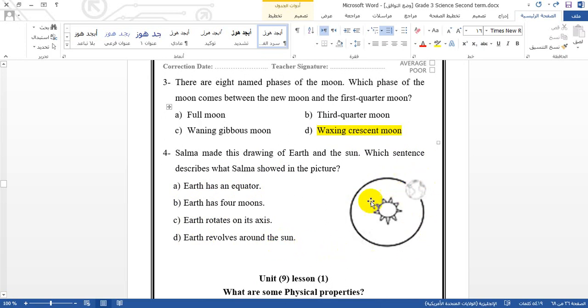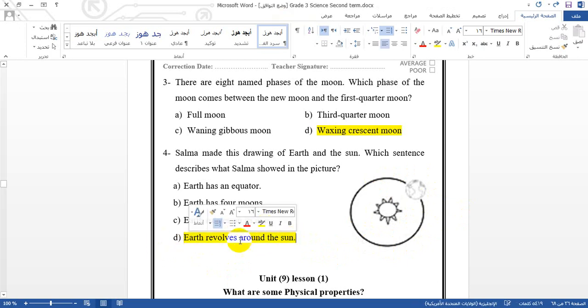What we see here, the Earth what? Moves around the Sun, so it means the Earth revolves around the Sun. So we have to select this answer. Okay, this is the last question in page 33. Now let's go to page 34.